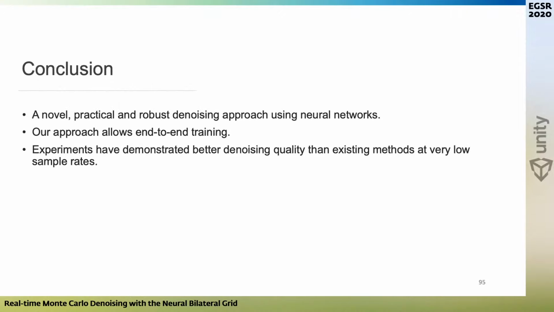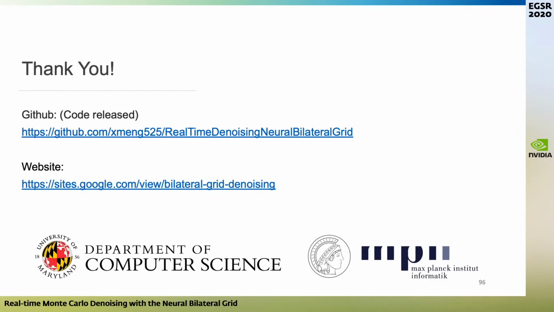To summarize, we propose a novel and practical deep learning approach to robustly denoise Monte Carlo renderings as low as 1 SPP. Our approach allows end-to-end training, and the experiments have demonstrated better denoising quality than existing methods. Thank you for watching.